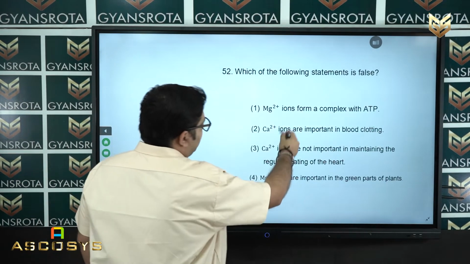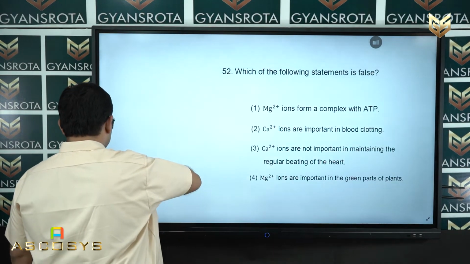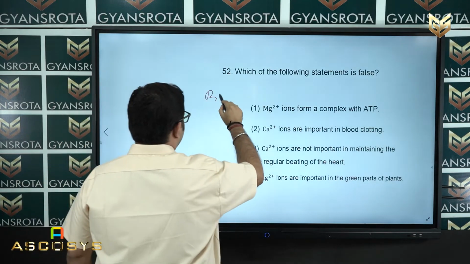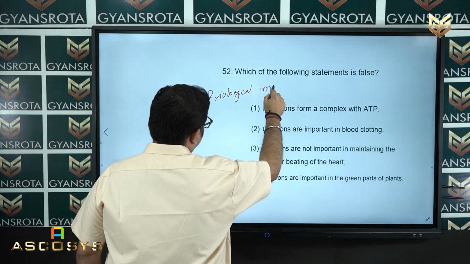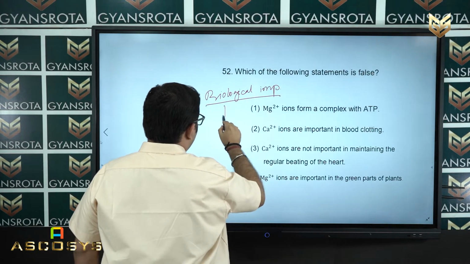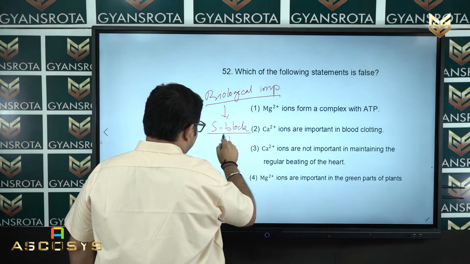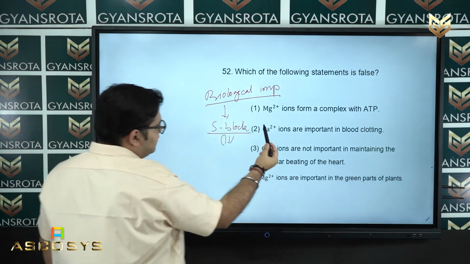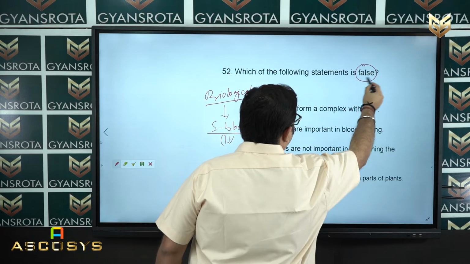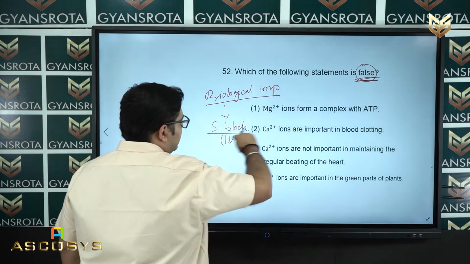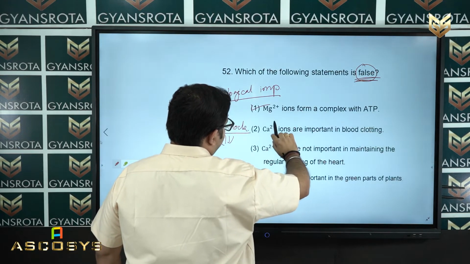If you see all these statements, they are giving the biological importance of your S block elements, which is a class 11 NCERT chapter. Now, among Mg2+, they ask about the false statement, so mark it, because they ask for the false statement. Magnesium 2+ ions form a complex with ATP, that is a correct option.